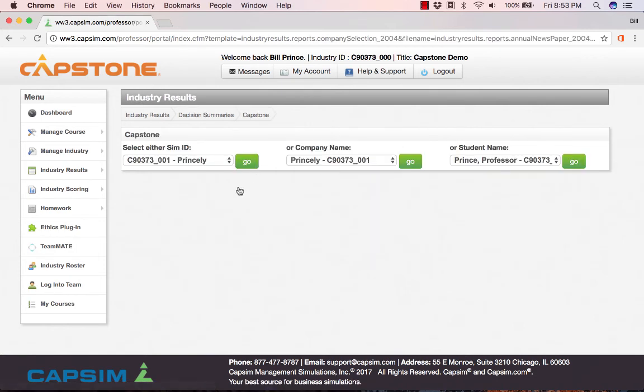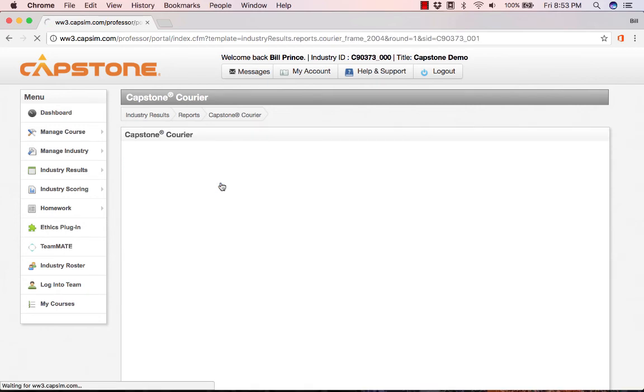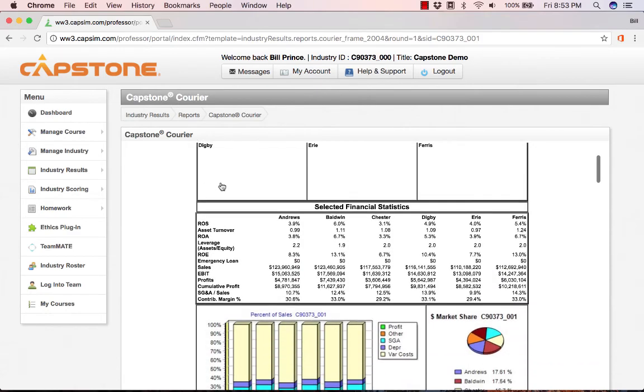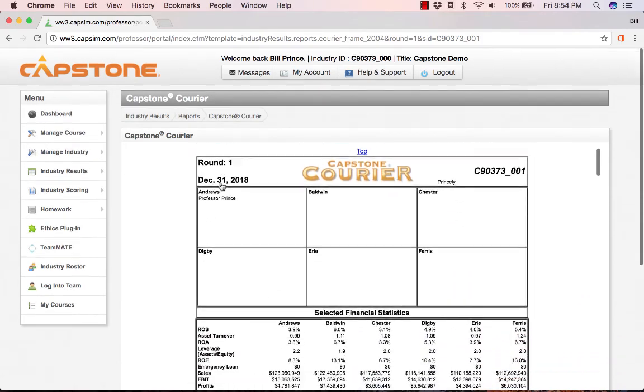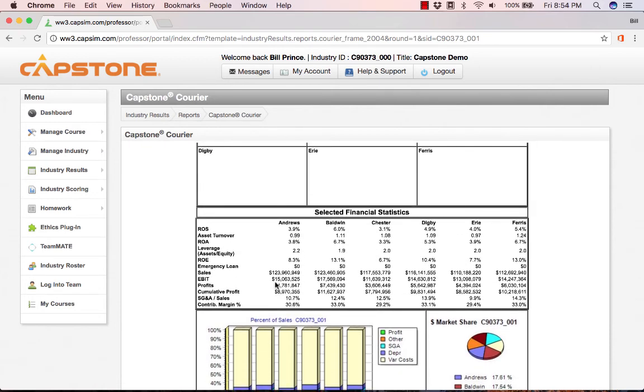And let's see what round one looks like for Princely Company here. Hopefully there's not a bunch of red numbers, although I have done it before and there have been. Oh, okay, well that looks not too shabby. So let's look at what we've got here. Nice cumulative profit, made a good profit last year, avoided an emergency loan. I'm really happy with those sales.